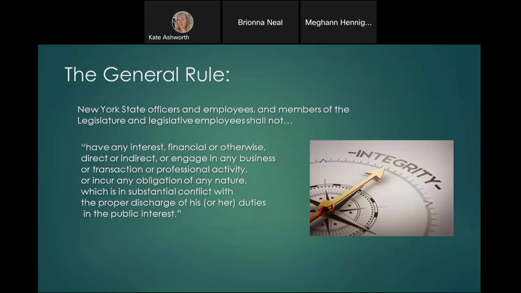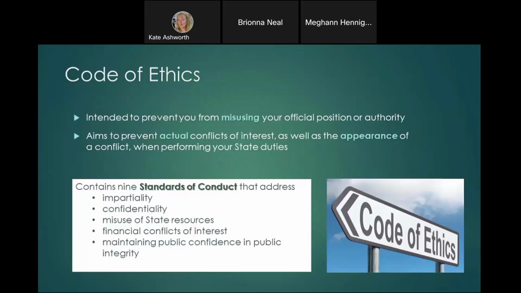So when we talk about outside activities or gifts, really almost anything, we need to think about 74, where we're thinking about actual conflicts of interest between your personal interests and your public job, but also the appearance of a conflict can also be an issue. So those are two things to make sure to emphasize when you're teaching this course.